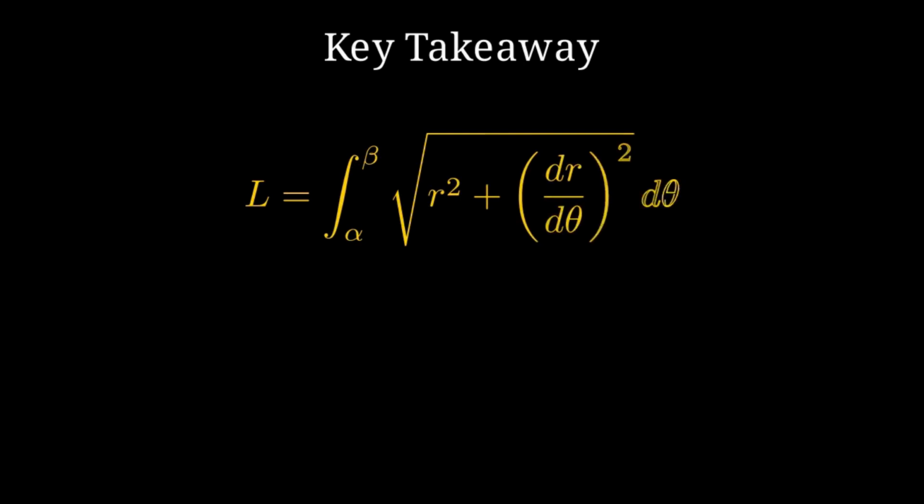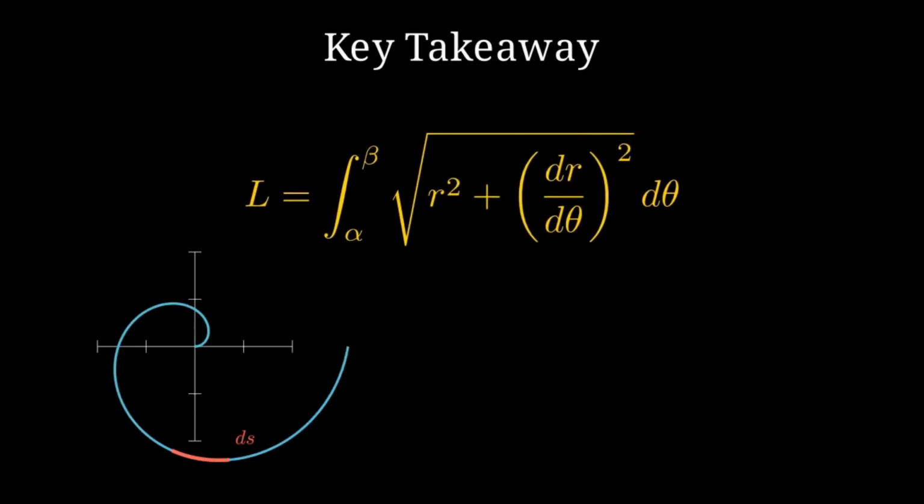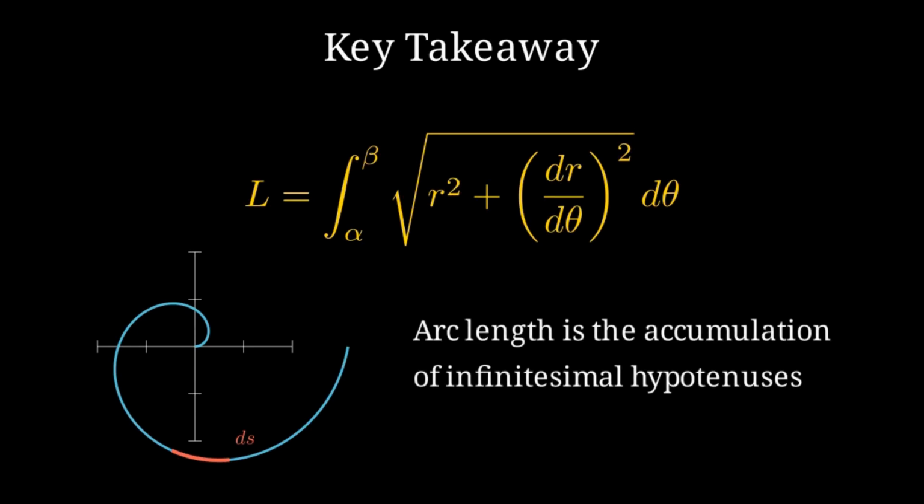The polar arc length formula is a beautiful extension of the Pythagorean theorem into the world of rotation. It captures how a point moves both around the origin and away from it simultaneously. Mastering this formula opens the door to understanding complex motion in physics and engineering.